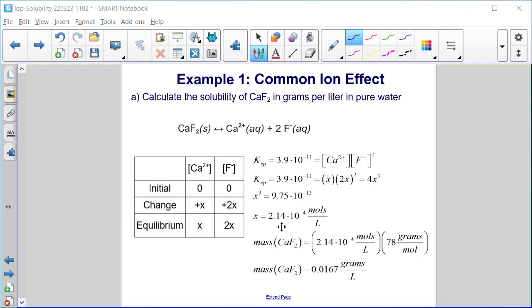Solve for X and get 2.14 times 10 to the minus 4. This is moles per liter, because we were given a KSP value. Now, to determine the mass, we take our moles per liter and multiply by the molar mass, 78 grams per mole of calcium fluoride, and we get a solubility in grams per liter of 0.0167.